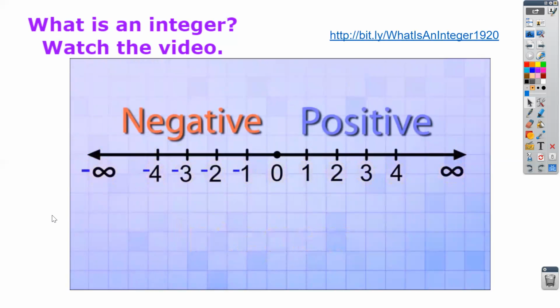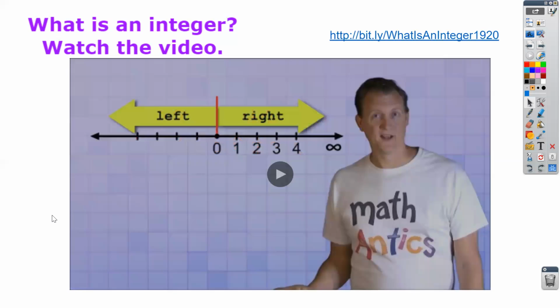As you can see, the negative numbers look just like the positive numbers. The only difference is that they have a negative sign in front of them.